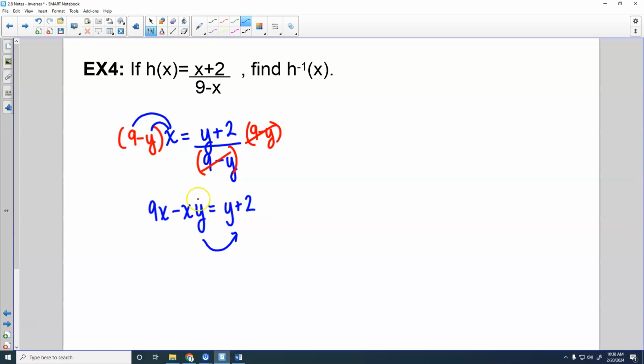So if I did that, this would need to go to this side. The 2 would need to go to the other side. Whenever you move anything to the other side, what happens to its sign? Flips. So we would have 9x is staying where it's at. Its sign does not change. We have a minus 2 equals y is staying where it's at. It doesn't change. And we'll have a plus xy.